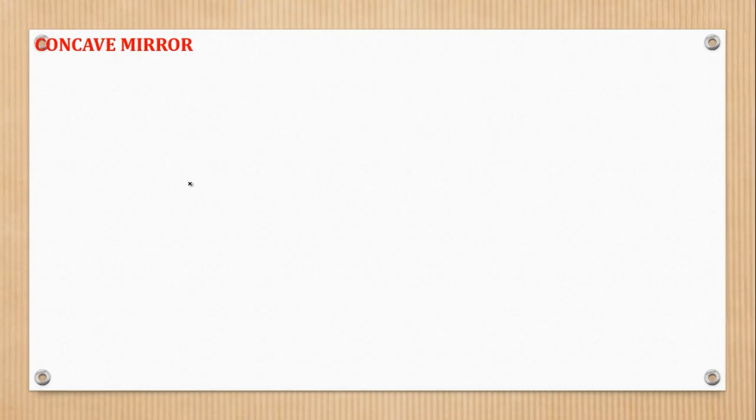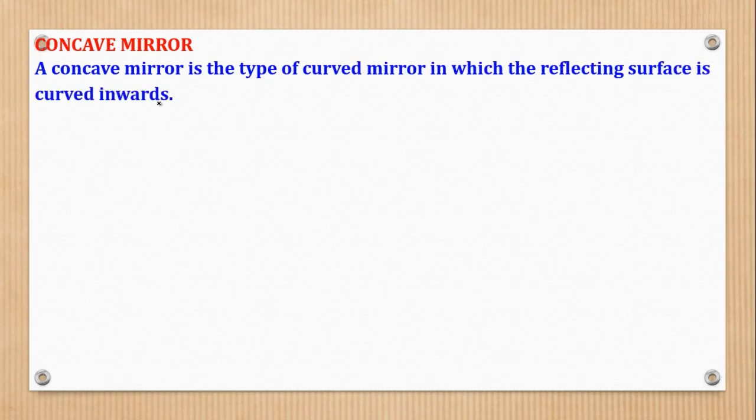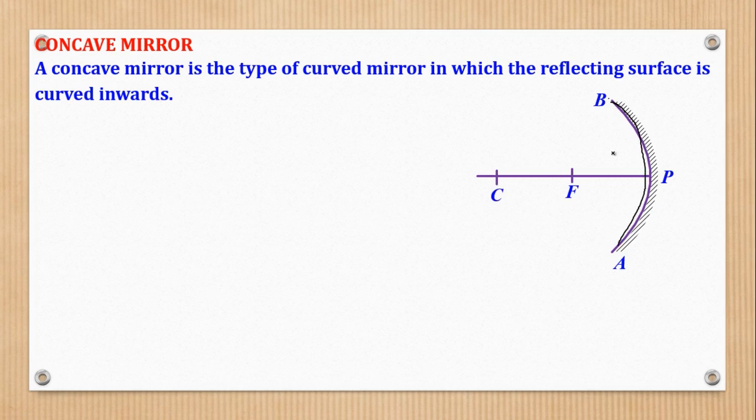So let's first talk about a concave mirror. A concave mirror is a type of curved mirror in which the reflecting surface is curved inwards. Let's try to illustrate that. This is what we mean, that the curved reflecting surface is curved inwards. If it was outwards, it would become a diverging mirror. So always remember that for a concave mirror or a converging mirror, the reflecting surface is curved inwards.